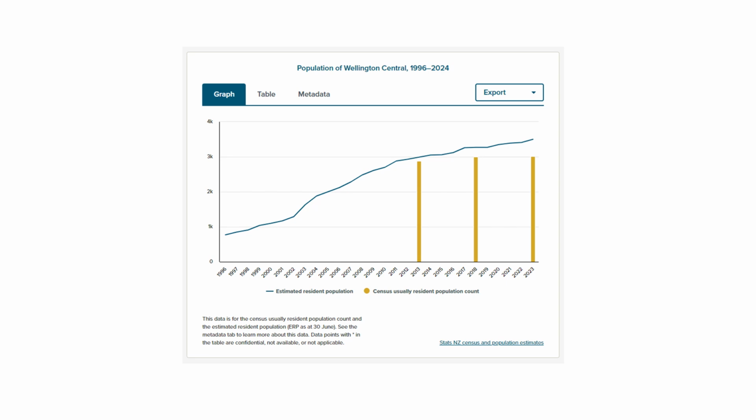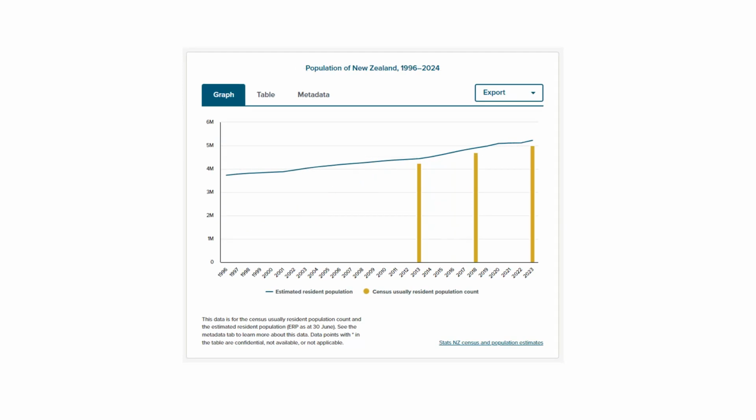For example, an SA2 has a population of a few thousand, while New Zealand has a population of around 5 million. If these were presented together on the same graph, it would be difficult to see the data for the SA2, because the graph scale goes into the millions to show the New Zealand population.